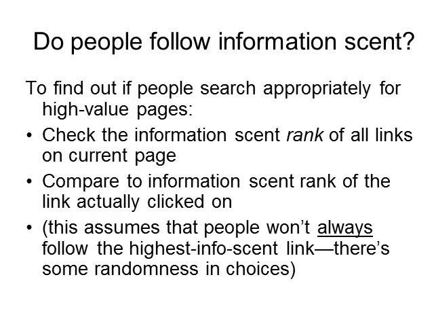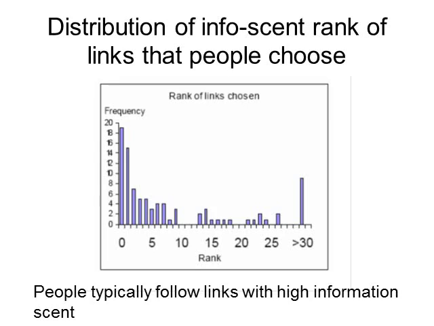So here's the rank of each of these different links returned from a Google search in terms of their information scent. And here is how often people chose to click on those particular pages. And we see that people are predominantly clicking on those pages that have the highest information scent. So people are following those information scent trails on the web, as you would hopefully expect.